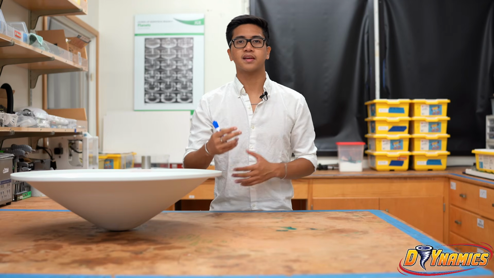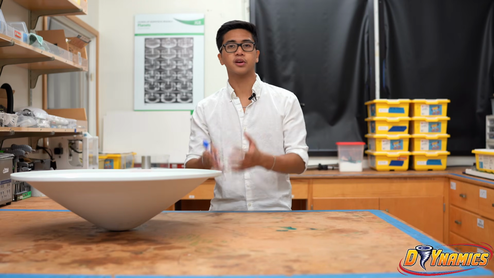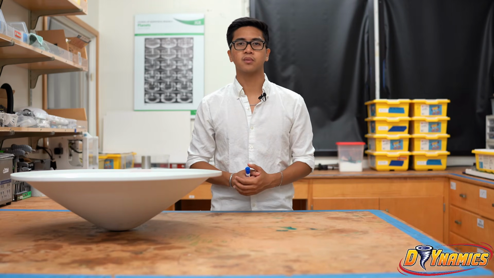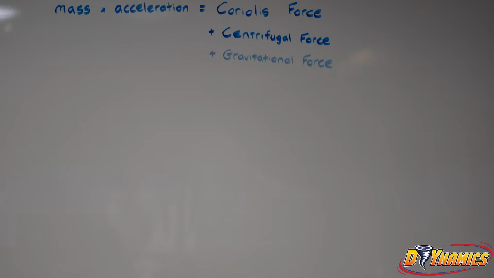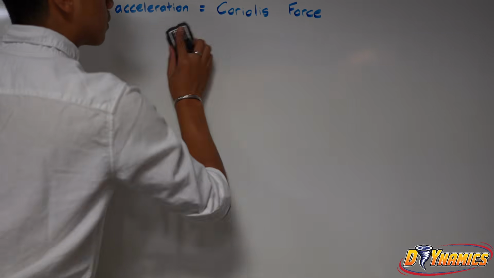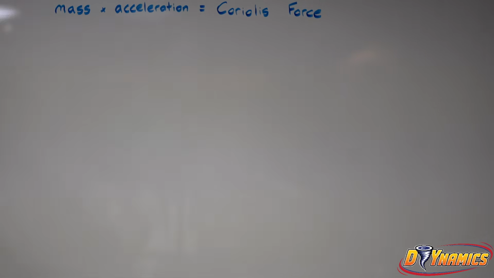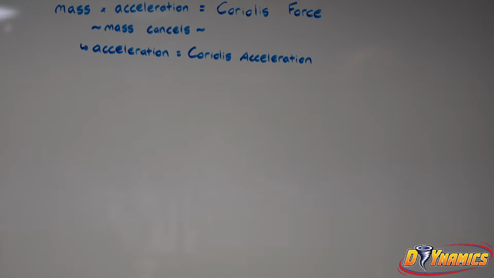Newton's second law states that the sum of all forces equals mass times acceleration. Normally, in a rotating system, we'd have Coriolis, centrifugal, and gravity as our forces. But remember that on a paraboloid, at the right speed, centrifugal force and gravity are balanced, leaving us with mass times acceleration equals just the Coriolis force for this system. And with mass canceling on both sides, acceleration equals the Coriolis acceleration.